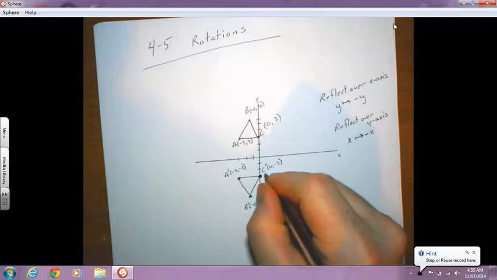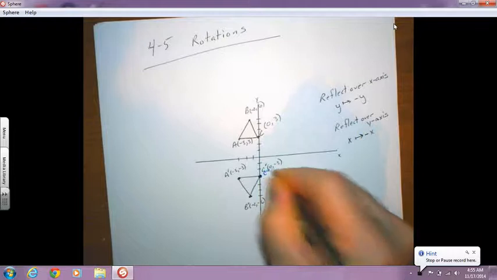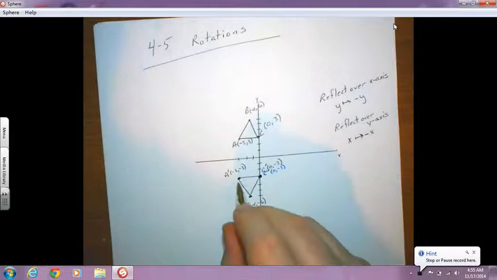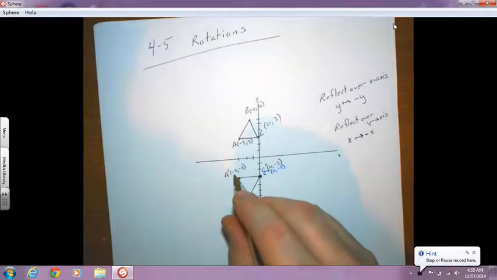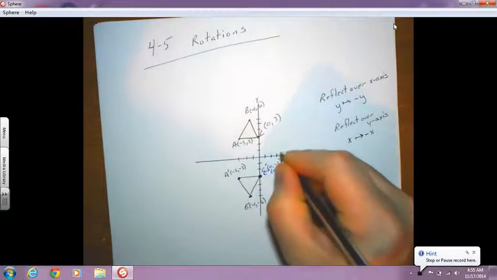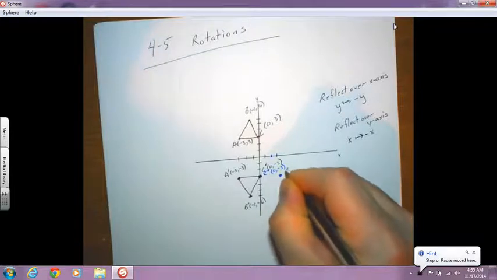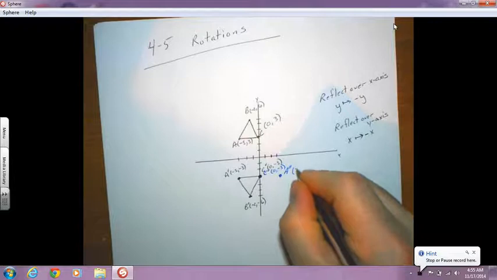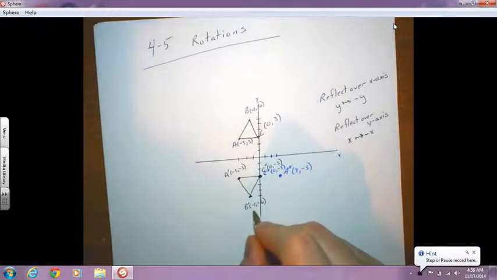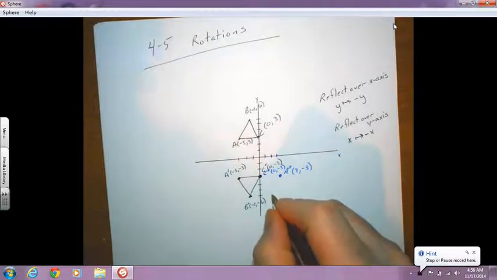So that will also be C double prime, which is 0, -3. And then A double prime will go to +3, -3. And B double prime will go to +2, -6.